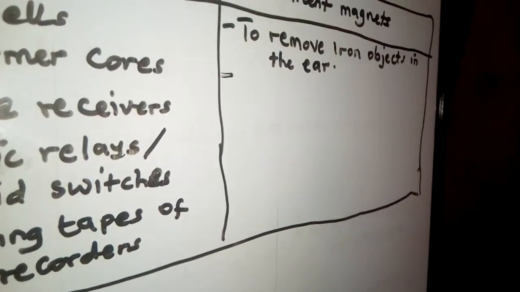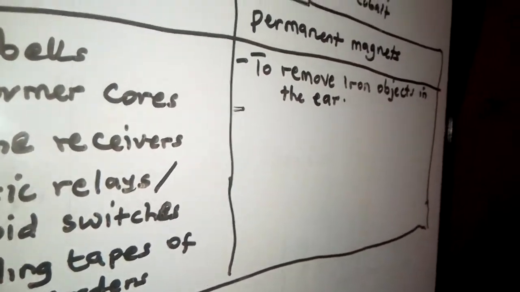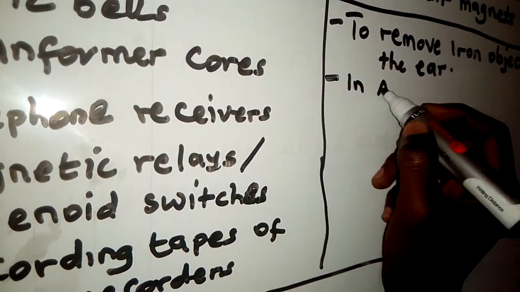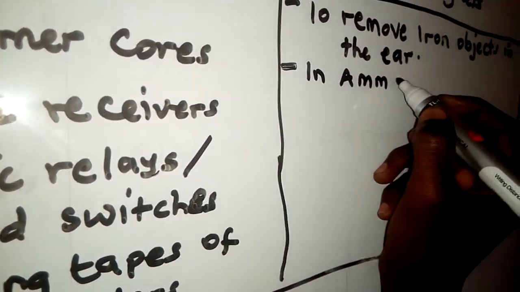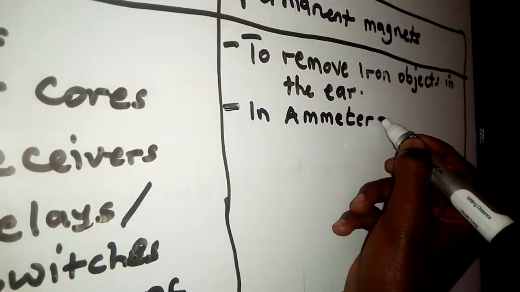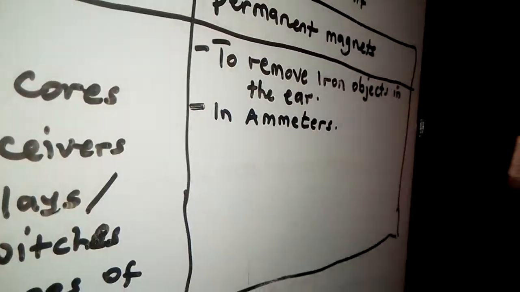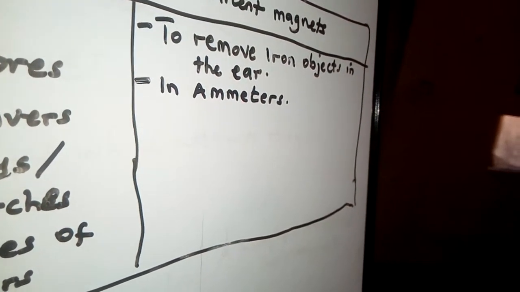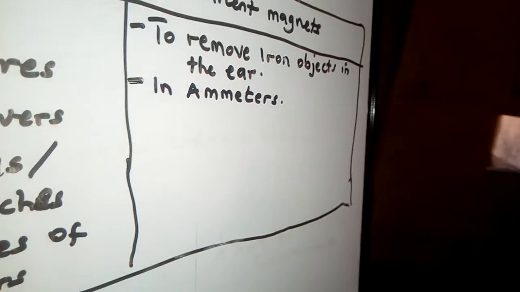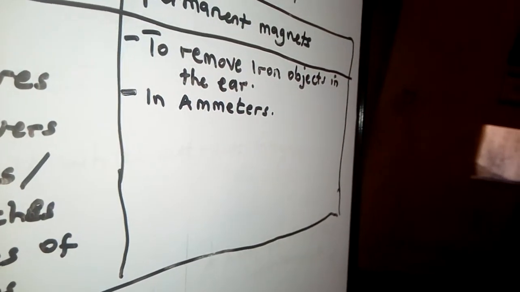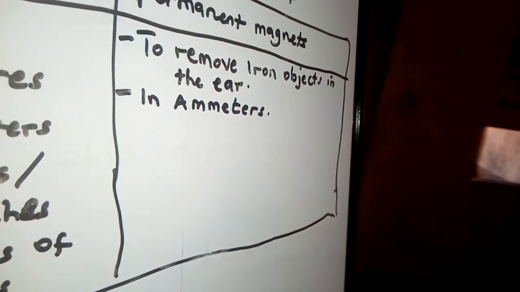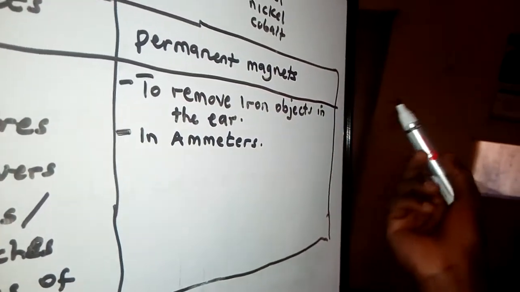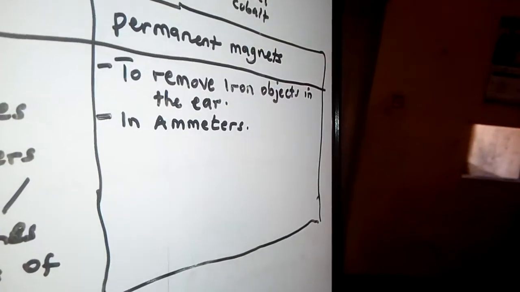Apart from that, we can also use permanent magnets in instruments called ammeters. What are ammeters? Ammeters are those instruments used to measure current, electric current. So inside an ammeter, there is a permanent magnet. An ammeter needs magnetism for a long time. Therefore, there is a permanent magnet.